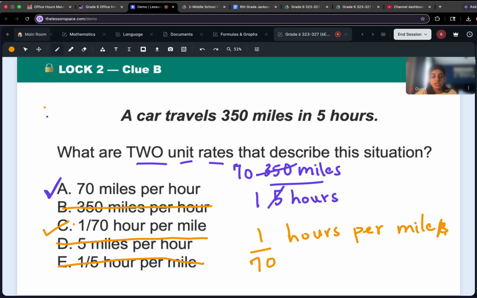So the two options for this particular scenario are A and C. A says 70 miles per hour and C says 1 over 70 hour per mile. So this is how we figure out the units. Units in maths and physics are extremely important, as equally important as the number that gives us the information, right? Units are also more important, and it is really important to understand that as well. Thank you.